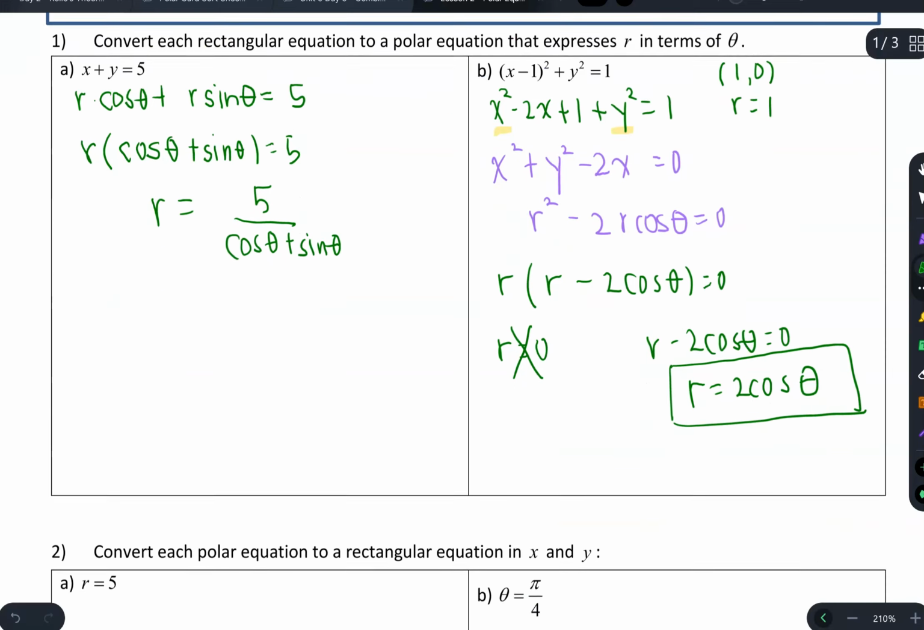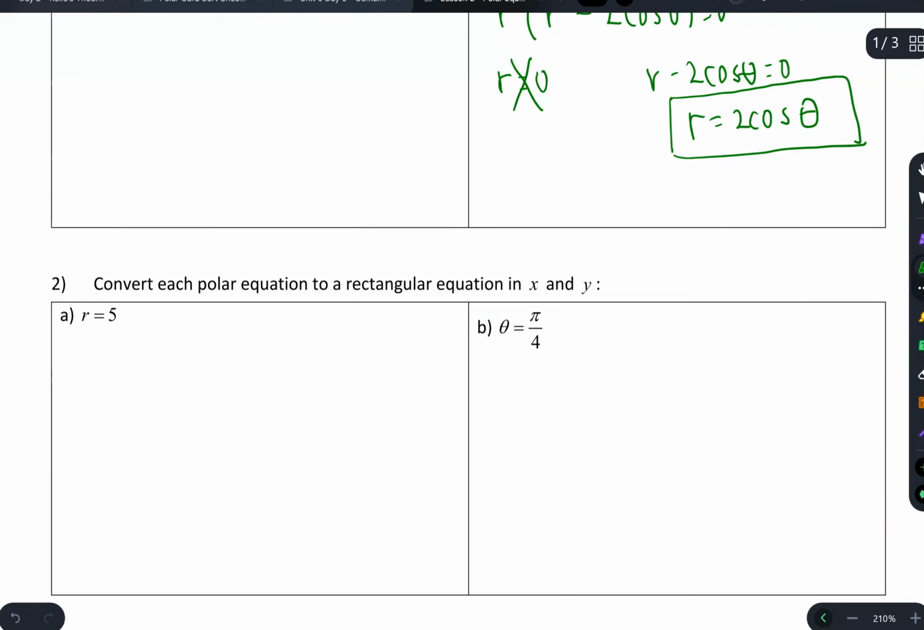Alrighty. So let's go down here and look at converting each polar equation to a rectangular equation. Okay, so let's go back up and remember our terms. So I have a polar equation that is r equals 5. So it's got to be a circle, right? This is a circle with a radius of 5, so my center is going to be at (0, 0). But let's try to turn this into a rectangular equation.